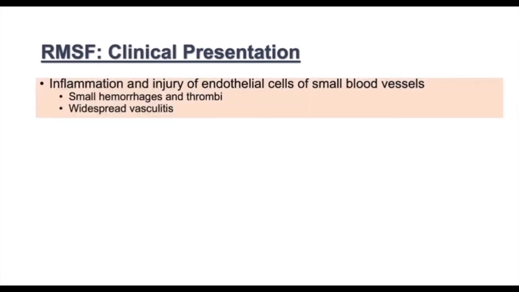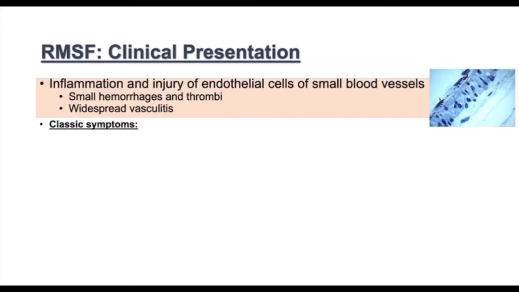Symptoms. The clinical presentation of Rocky Mountain spotted fever is dependent on the pathophysiology of Rickettsia rickettsii. Rickettsia rickettsii actually invades endothelial cells of small blood vessels in an individual, leading to inflammation and injury of those endothelial cells. This leads to small hemorrhages and thrombi, which also lead to widespread vasculitis. Here's an image of Rickettsia rickettsii within endothelial cells, these little red dots here.